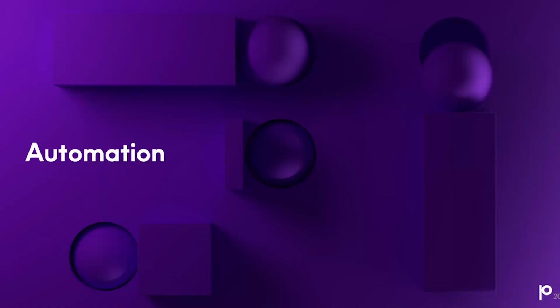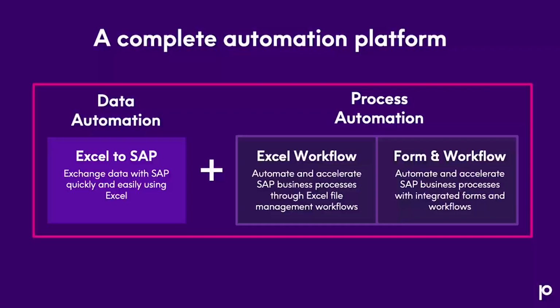So what does automation look like to us? What does it look like to Precisely? Well, we believe very firmly that what we deliver is a complete automation platform. And this includes data management or data automation and process automation.